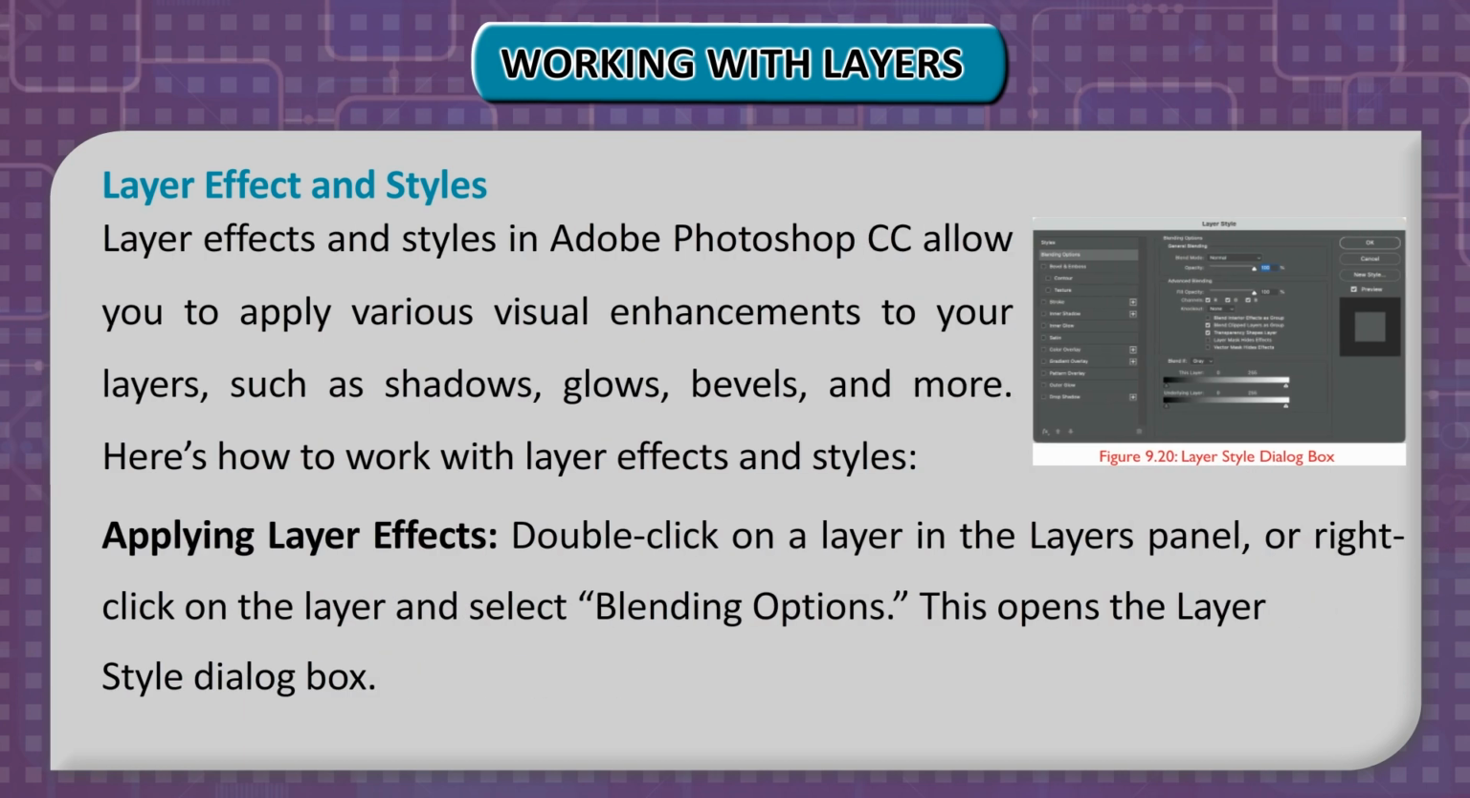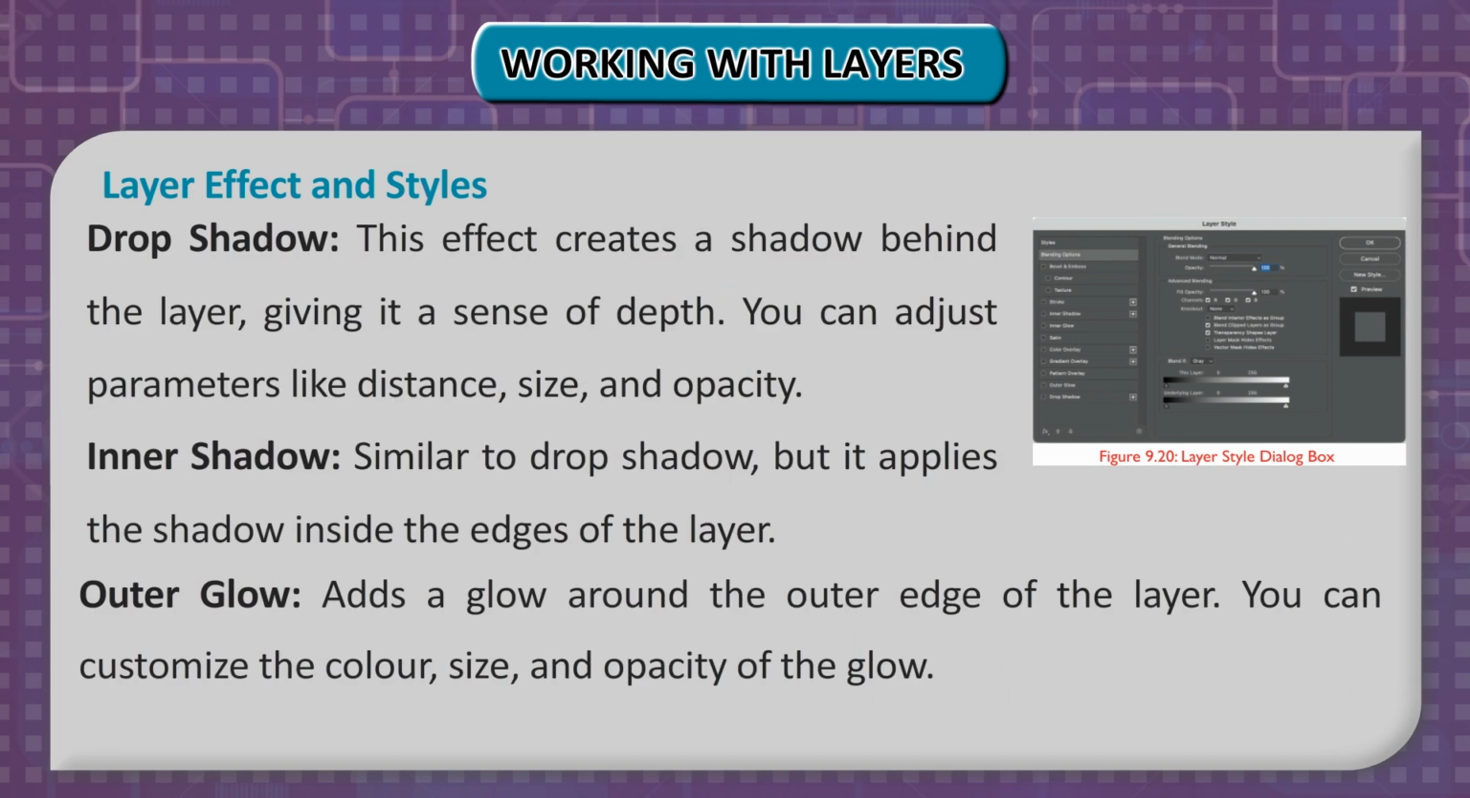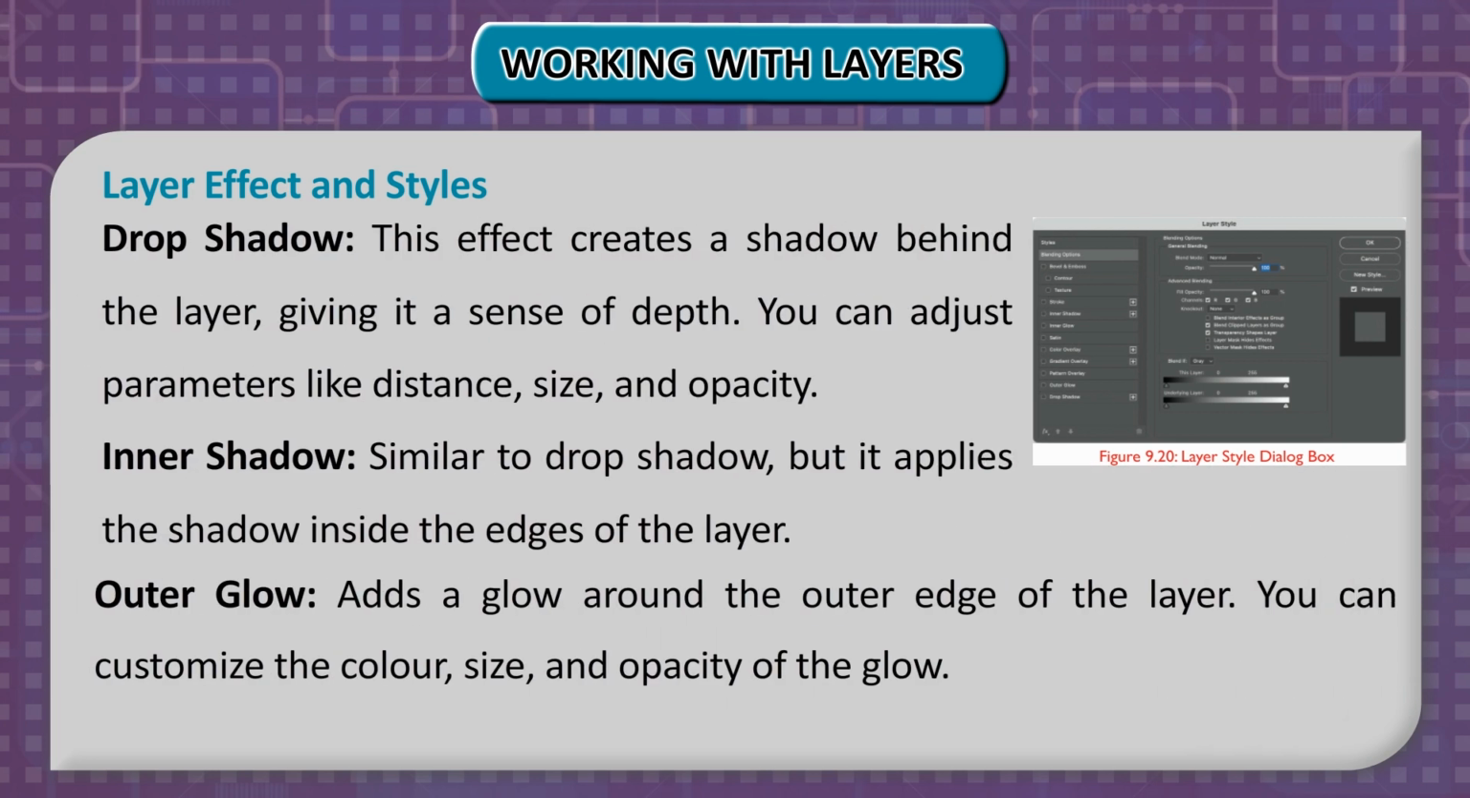Layer effects and styles. Layer effects and styles in Adobe Photoshop CC allow you to apply various visual enhancements to your layers, such as shadows, glows, bevels, and more. Here's how to work with layer effects and styles. Applying layer effects. Double-click on a layer in the Layers panel, or right-click on the layer and select Blending options. This opens the Layer Style dialog box. Drop shadow. This effect creates a shadow behind the layer, giving it a sense of depth. You can adjust parameters like distance, size, and opacity.